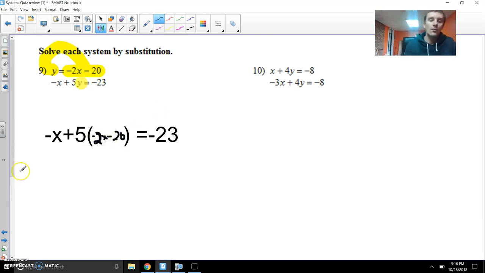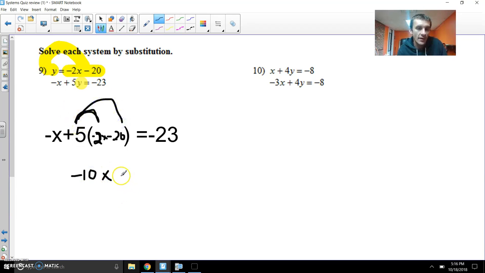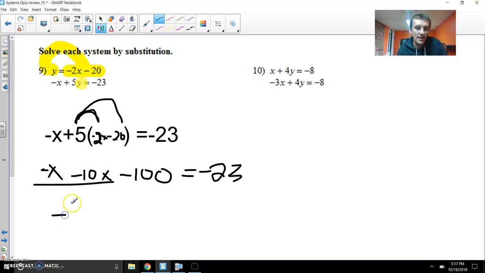So now I want to distribute and basically solve for x. So this right here is 5 times -2, which is -10x. And 5 times -20 is -100. And it's supposed to equal this -23. A lot of students miss that. They put +23 because they missed the fact that it was negative. Now there's another -x here. These are like terms, -11. We just want to put those straight together.